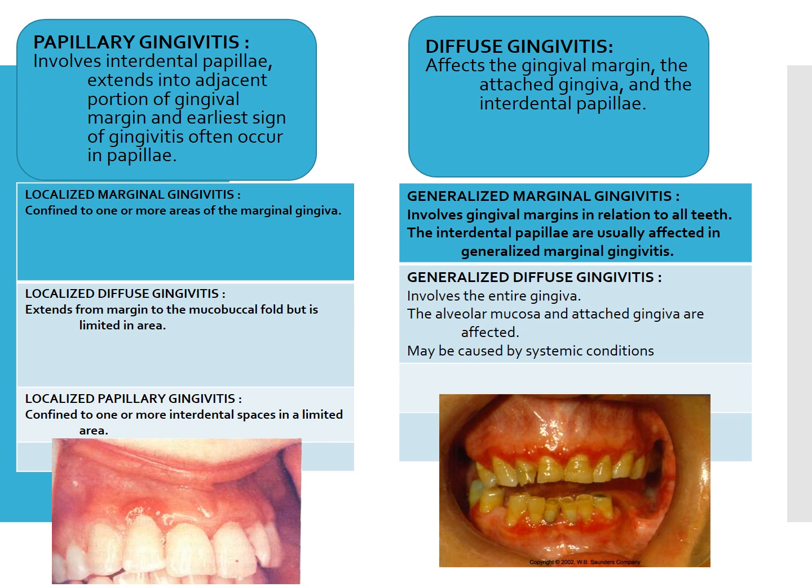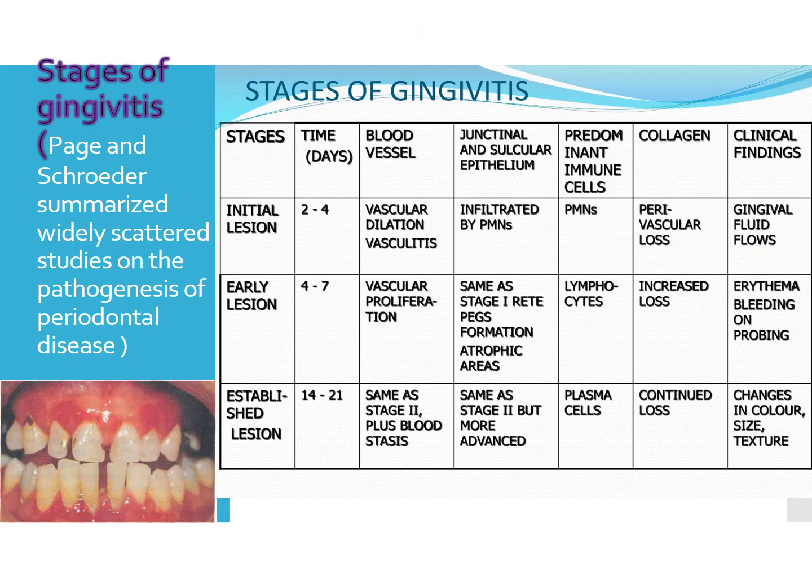Then coming to generalized marginal and generalized diffuse. Generalized marginal is that which involves the gingival margins of all teeth, almost all teeth. In this case, the papilla will be more affected because firstly the papilla will be affected and then it will extend to the marginal areas. Generalized diffuse means which involves the entire gingiva, alveolar mucosa and attached gingiva are affected. It may usually be caused by systemic conditions.